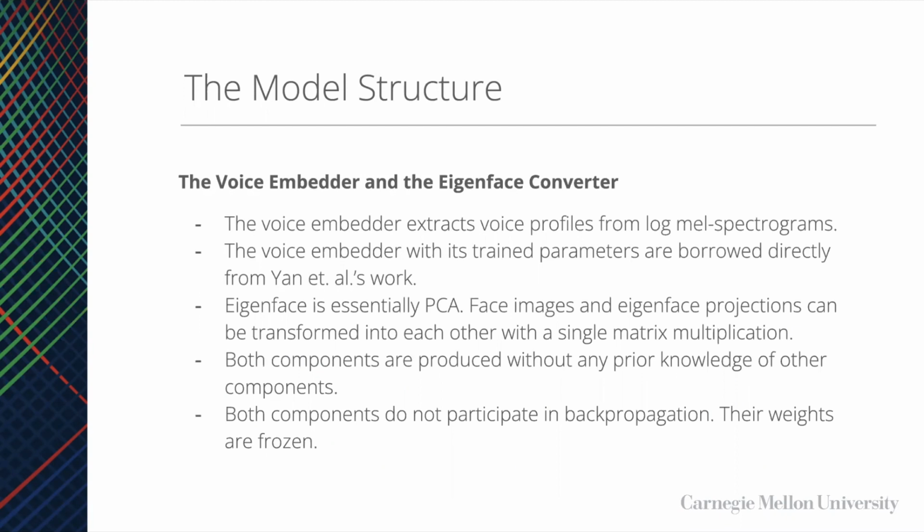Both components are produced without any prior knowledge of other components, meaning they're generated independently. And both components do not participate in backpropagation. Their weights are frozen in the actual training.